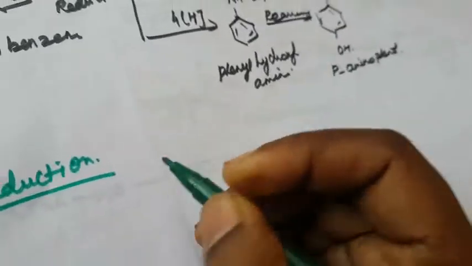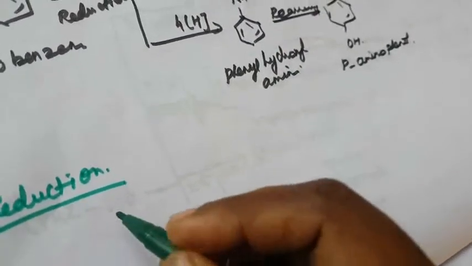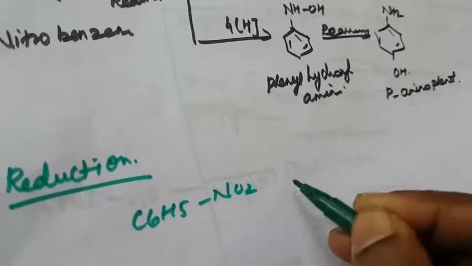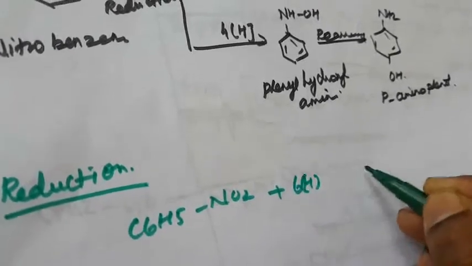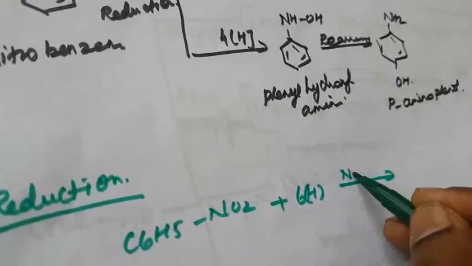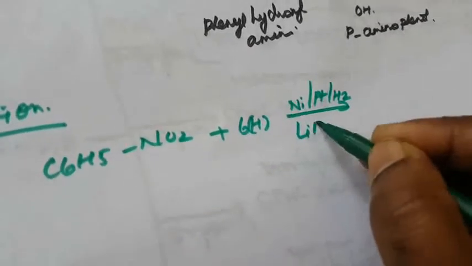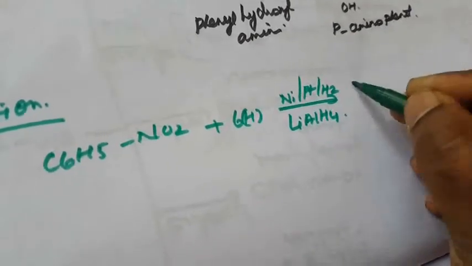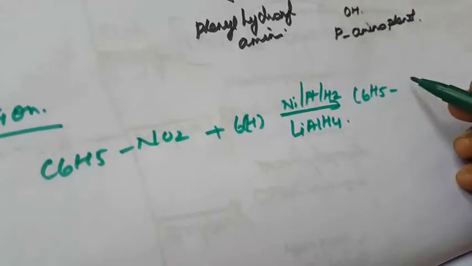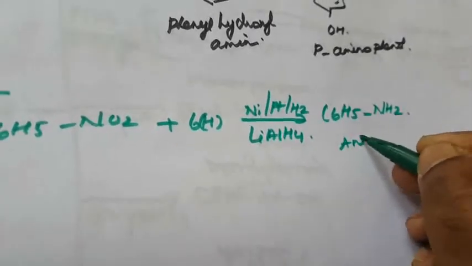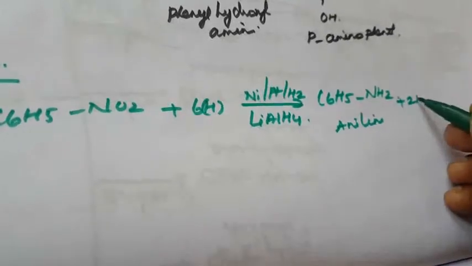The next one is catalytic reduction. Using a catalyst, nitrobenzene, C6H5NO2, can be reduced with a nickel catalyst, or platinum, or hydrogen in the presence of a catalyst, to form phenylamine. So that is called aniline, NH2. What is the name of this compound? That is aniline, then H2O.